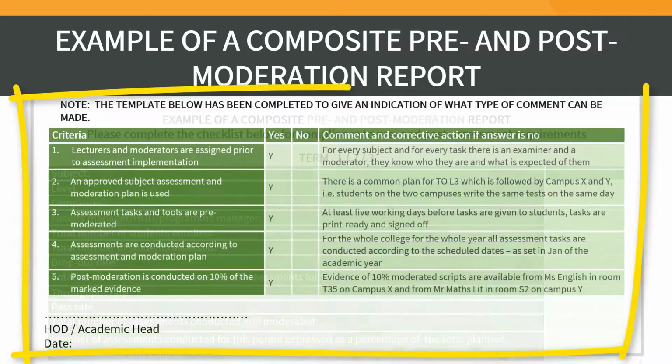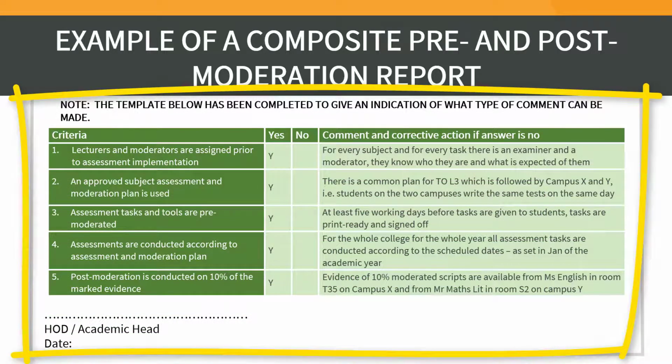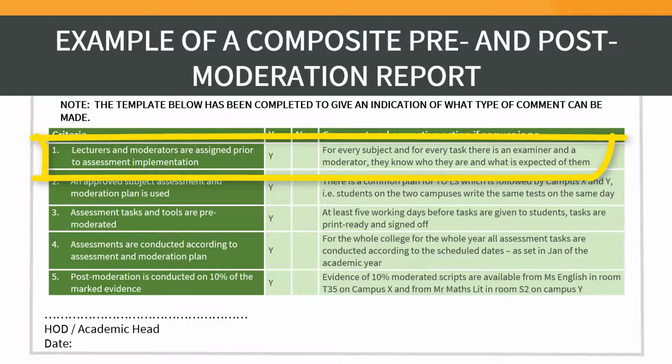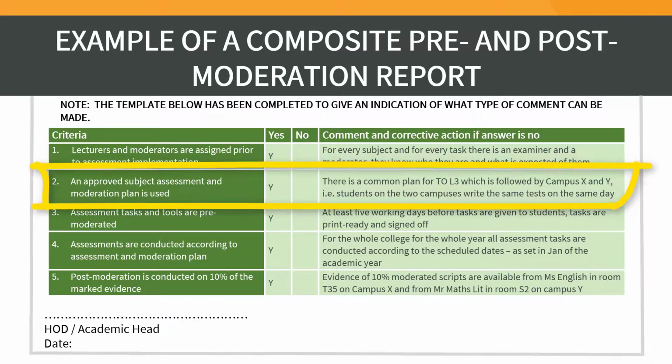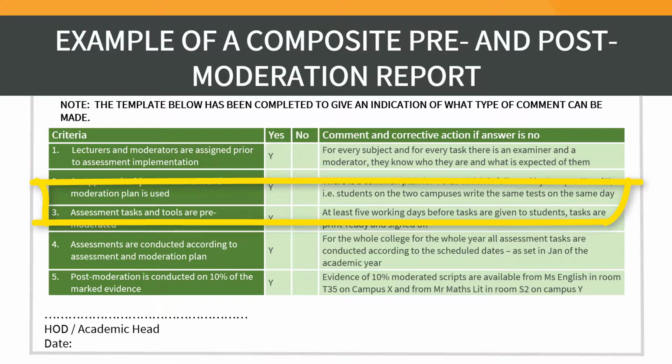In this completed template, look at examples of suitable comments and actions per criterion. For criterion 1, the comment is, for every subject and for every task, there is an examiner and a moderator. They know who they are and what is expected of them. Criterion 2, there is a common plan for TOL3, which is followed by campus X and Y, i.e. students on the two campuses write the same tests on the same day.